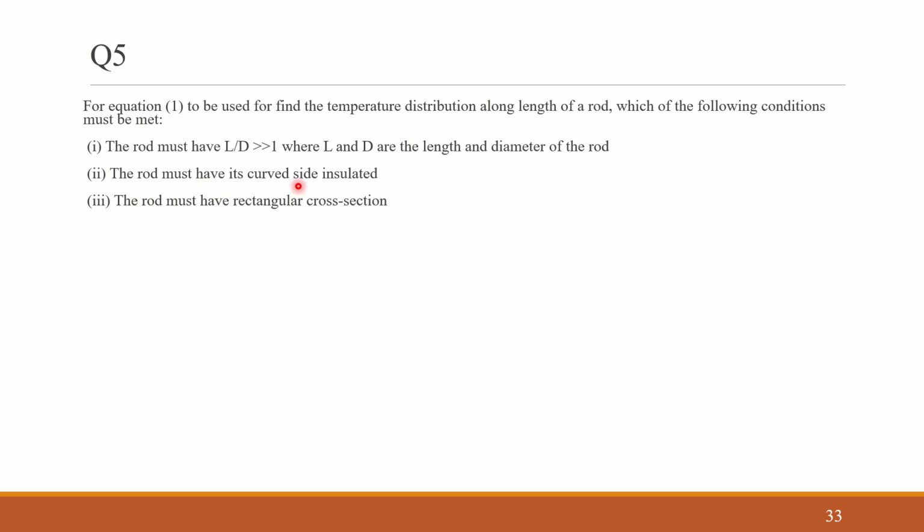And the statements that the rod must have its curved side insulated, and must have a rectangular cross section, are not essential. The rod can have its curved side insulated or not, because if it is insulated, the gradient values would be known. Rectangular or circular cross section doesn't matter, we can modify the equations accordingly. But to use the equation as a one-dimensional equation, we need the length of the rod to be very much greater than the diameter of the rod. So statement 1 alone is right.